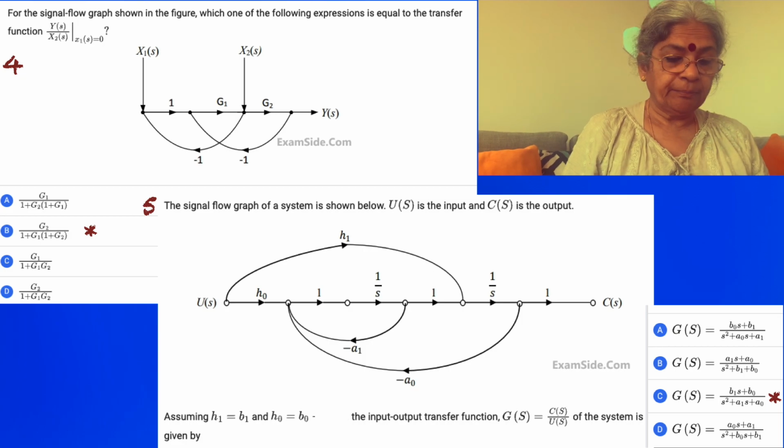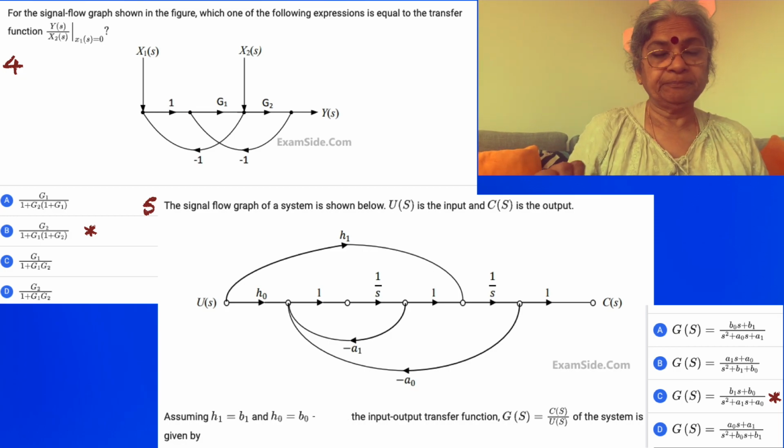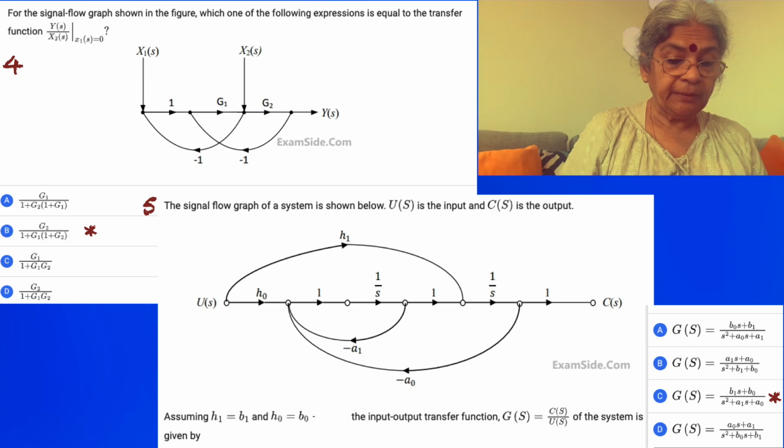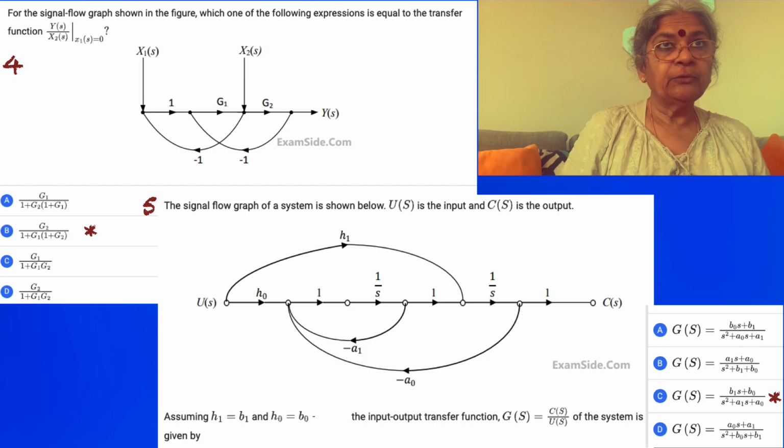Now let's look at one of the paths. So we have H0, then 1 by S into 1 by S. So it is going to be B0 into 1 by S square. The other path is going to be H1, which is B1 into 1 by S. So in the numerator, you are left with these two things only.